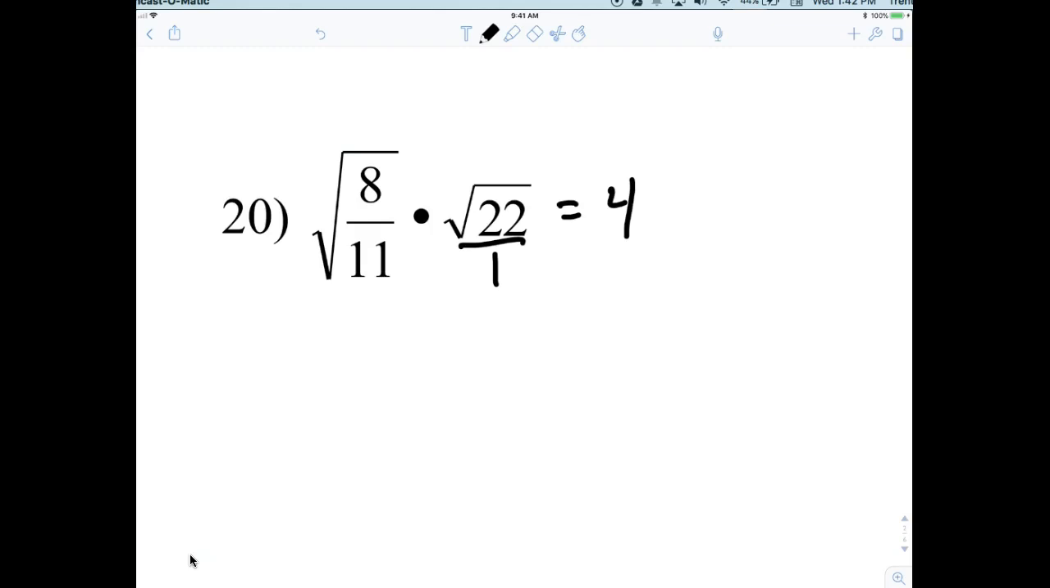Anybody have any questions with 20? What? I did not cross multiply. It's not an equation. You don't cross multiply an equation. All right? So I'm saying it's not an equation, so we do not cross multiply. We cross reduced, or I just said 22 divided by 11 is what? Times 8. Square root of 16.